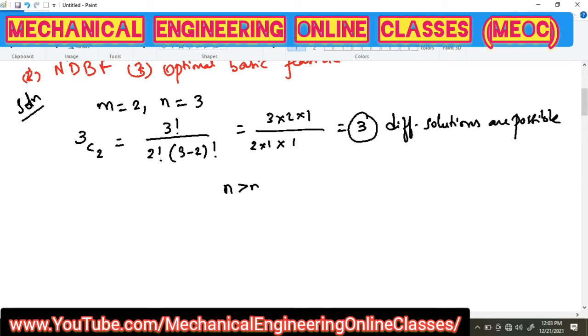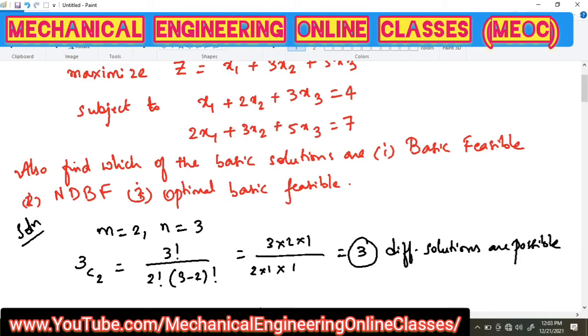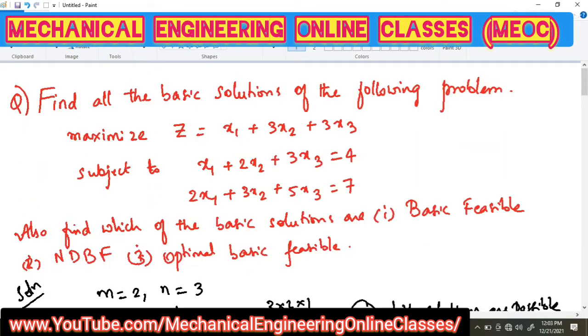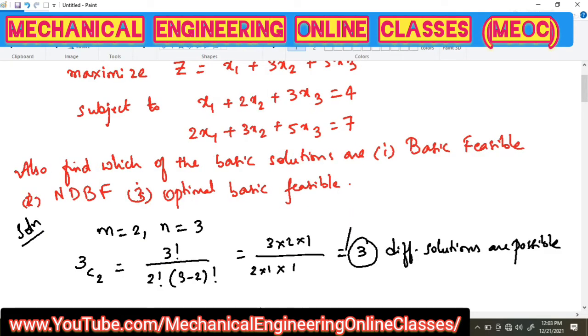N is greater than m. So because 3 is greater than 2, we can find only 2 variables. So this one variable we have to set to 0. What should that one variable be? So in the first case we will assume that x1 is 0 and we will find the corresponding x2, x3. In the second case, let x2 be equal to 0. Then we will find the corresponding x1, x3. Similarly in the third case, let us assume x3 is 0 and we will find x1 and x2. These are the 3 different possible solutions.